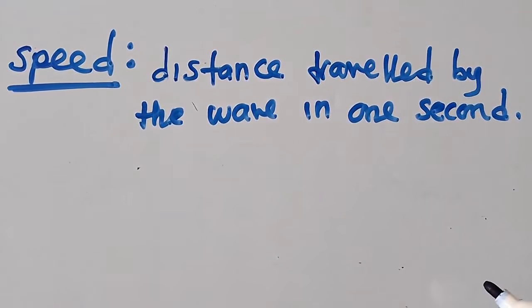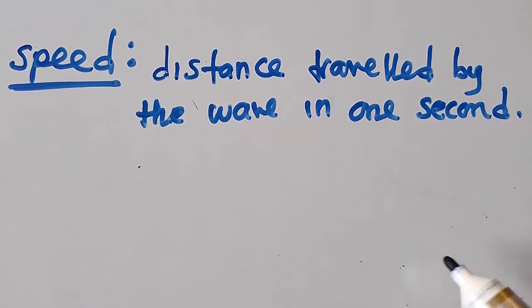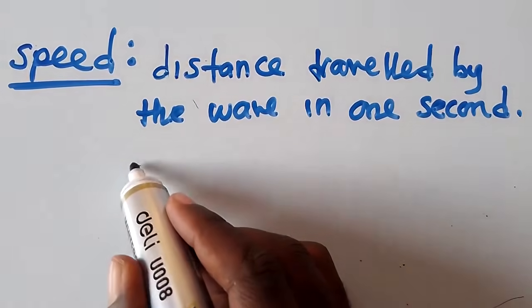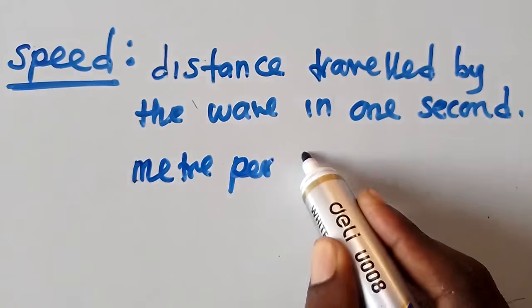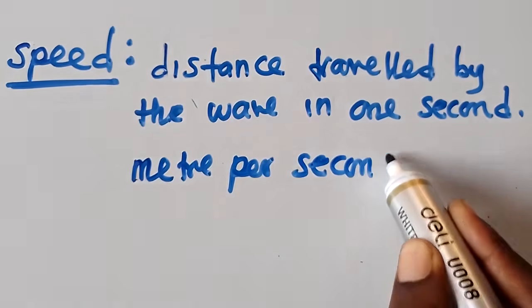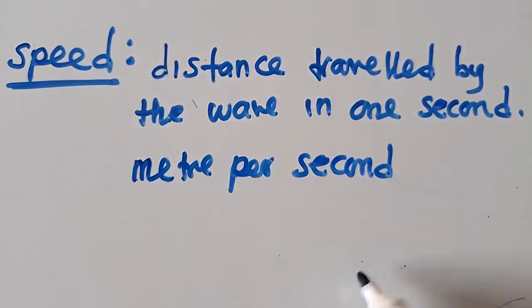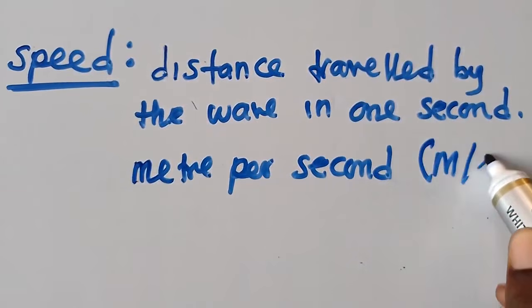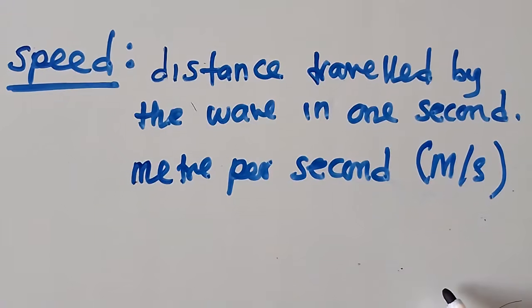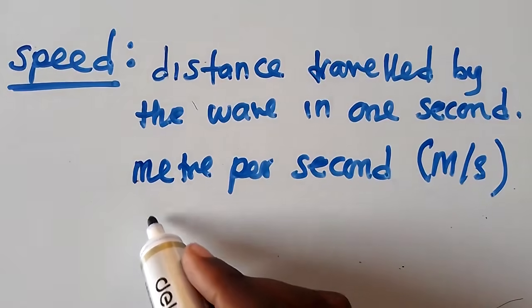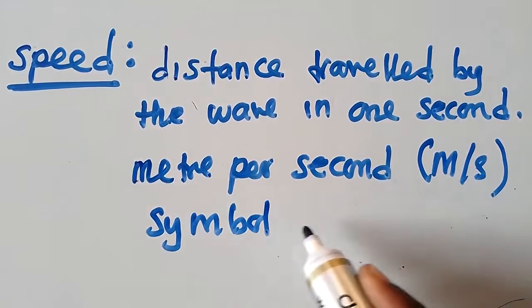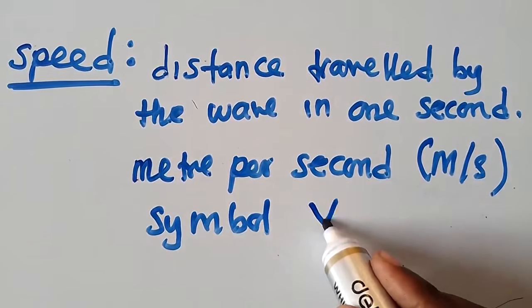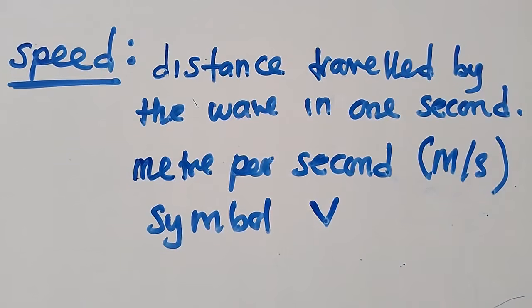We know that the unit for speed is meter per second. Meter per second, like that. Then the symbol for speed, we all know, is V. This is the symbol for speed.